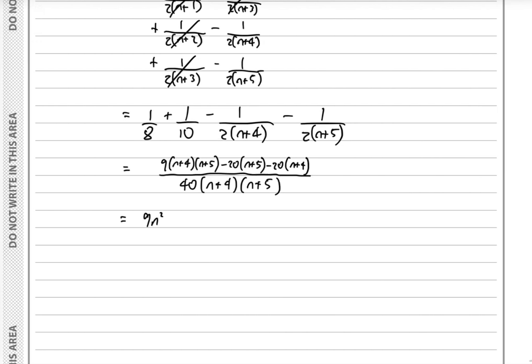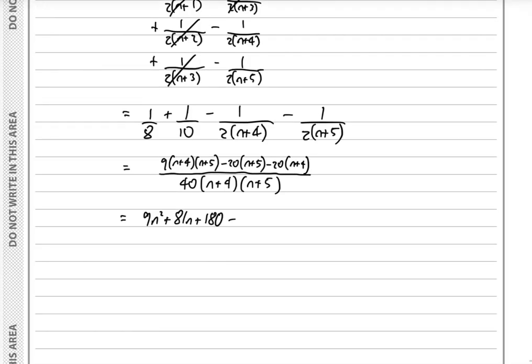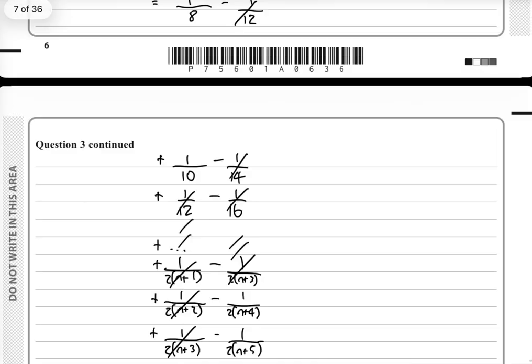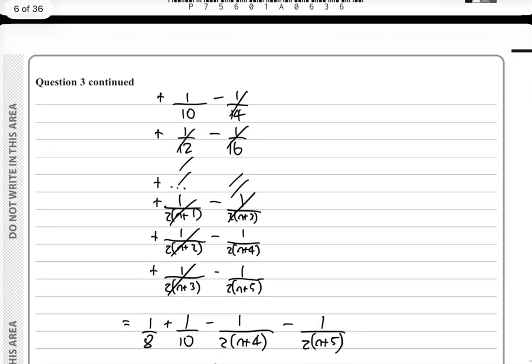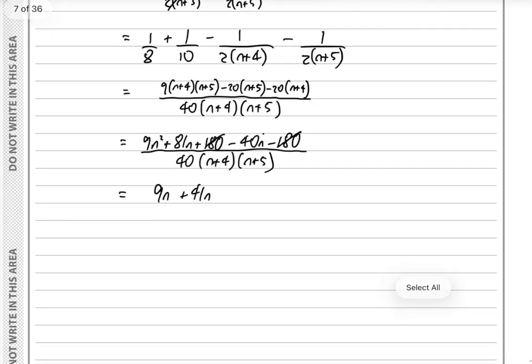We've got 9n squared plus 9n times 9 is 81n, 5 times 4 is 20, 180. Minus 20 lots of n, minus another 20 lots of n is minus 40n, minus 100 minus 80, minus 180. So they cancel, and I was going to cancel those n's, but they don't quite cancel, do they? Not in their entirety. That gives us 9n squared plus 41n, and I think they wanted it factorized. Yes. Let's pull that n out.